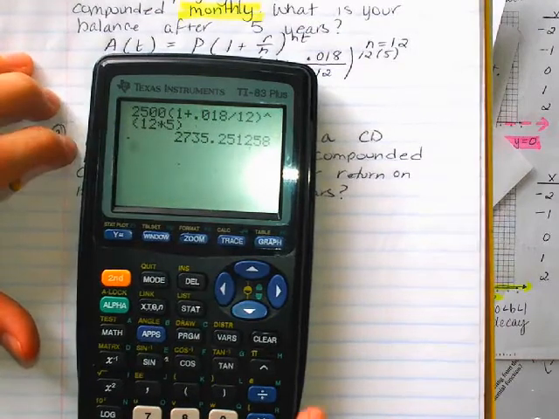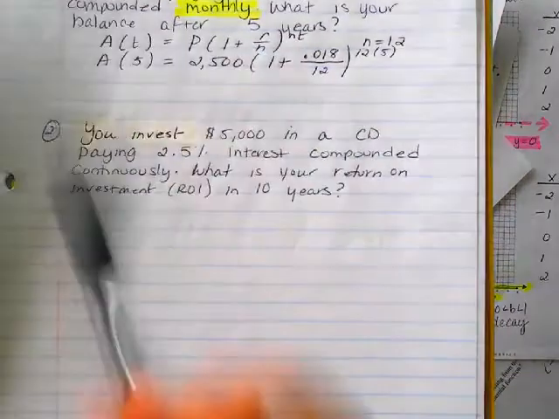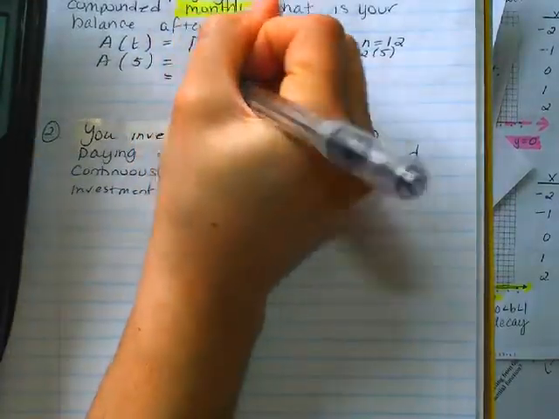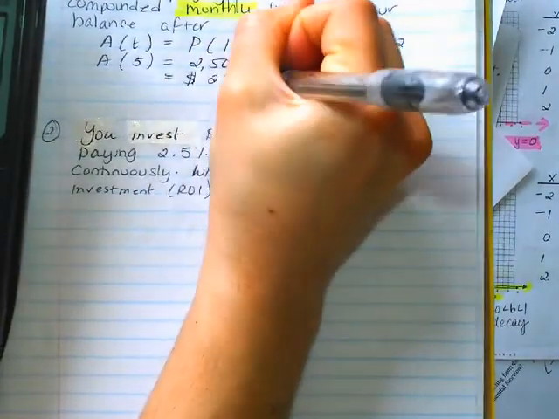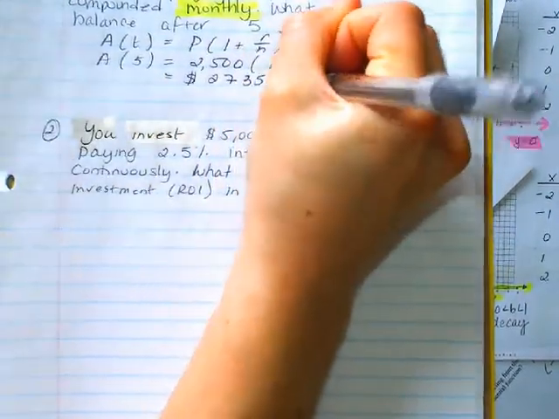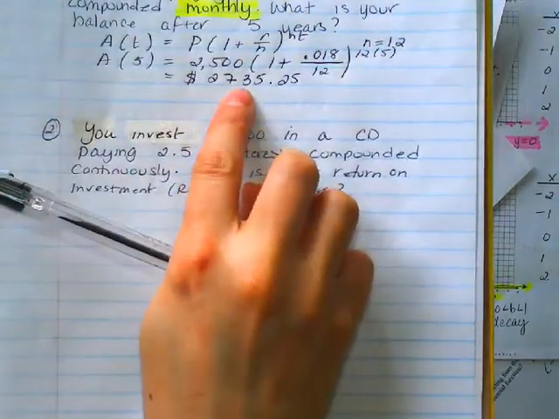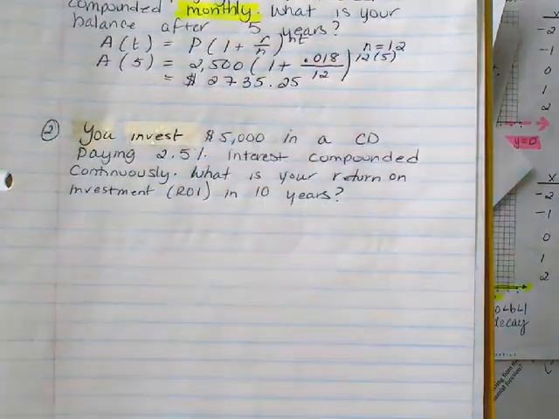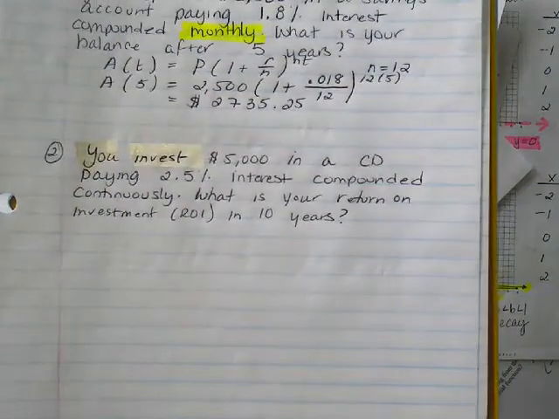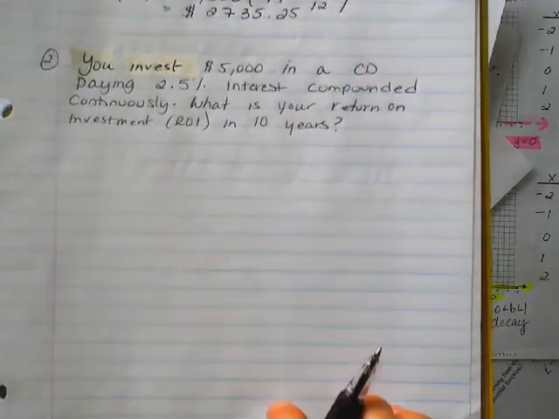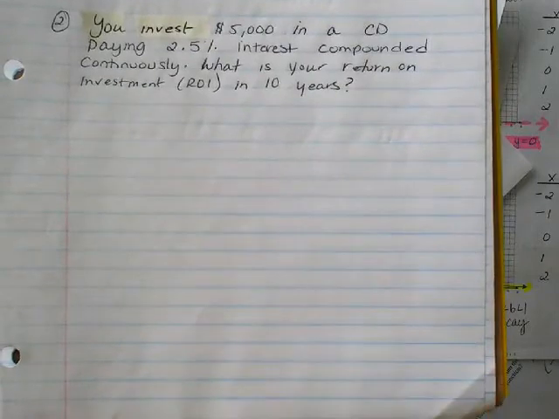And after 5 years, my investment is worth $2,735.25. So I made $235.25 on that investment after 5 years. Not so great, but accurate.